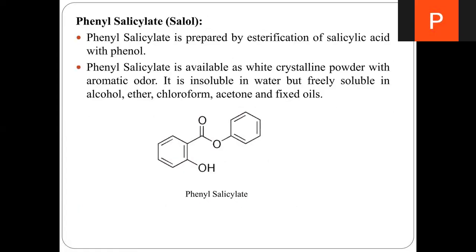Next, coming to phenyl salicylate. Under that, phenyl salicylate is available as a white crystalline powder. Already you know that salicylic acid means a benzene ring attached with OH along with COOH. One H is replaced by a phenyl ring. So this is the structure of phenyl salicylate. It is available as a white crystalline powder with aromatic odor. It is insoluble in water but freely soluble in alcohol, ether, chloroform, acetone, and fixed oil.